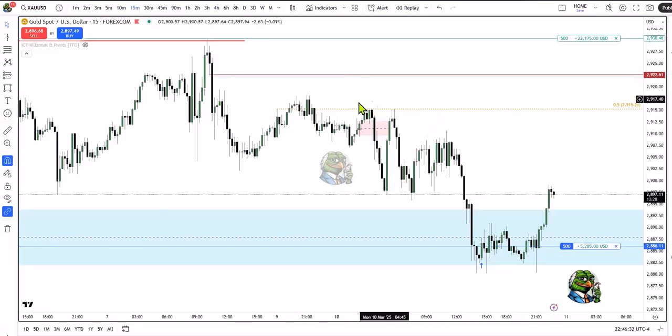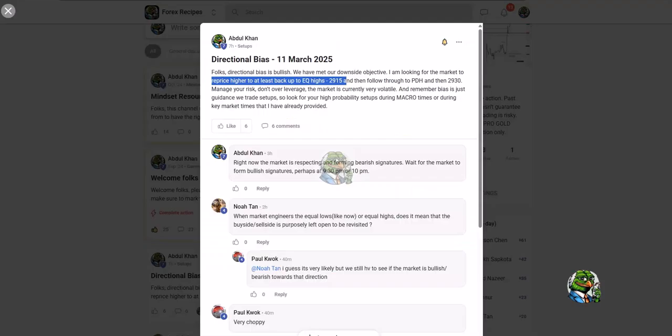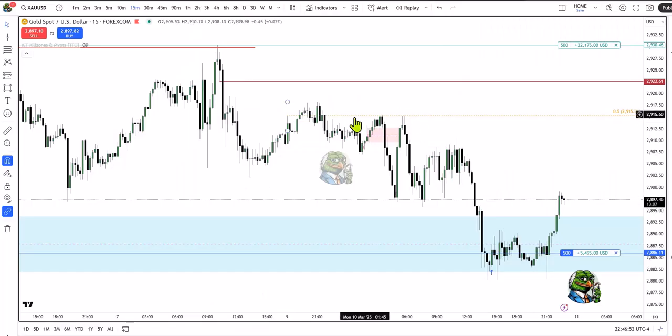I may take off a chunk of my position at these equal highs at 2915. That's certainly what I have given guidance to in VIP. I've told them that we've now met our downside objective. We're looking for the market to reprice up to those equal highs at 2915, and then to the previous daily high. So 2915 is my immediate objective.